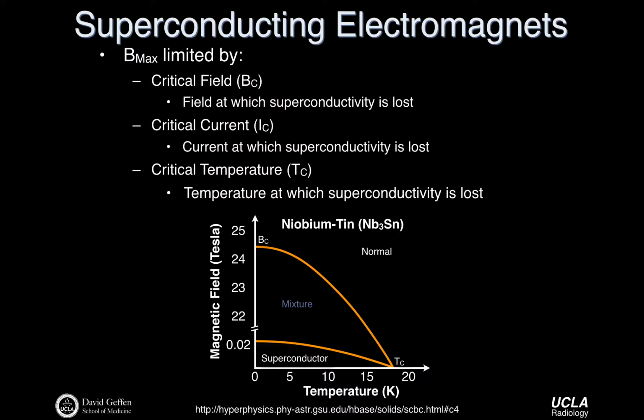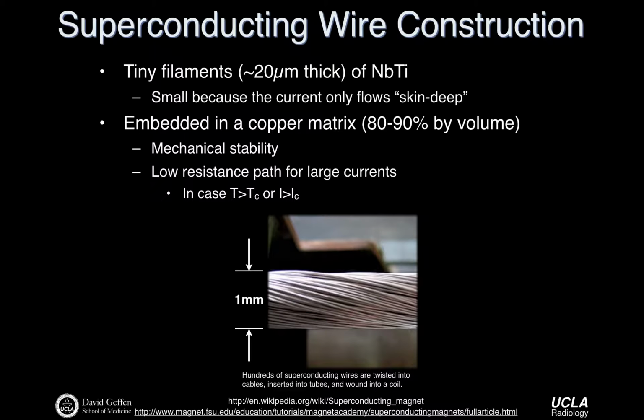And in fact, the systems we use actually operate in the so-called mixture mode, where it's not completely, totally superconducting, but it's good enough. Getting into the true superconducting range is really only possible at substantially lower fields or lower temperatures. I don't really have a good explanation for what the mixture mode is, other than it's somewhere in between normal and superconducting materials. So how do we do this?